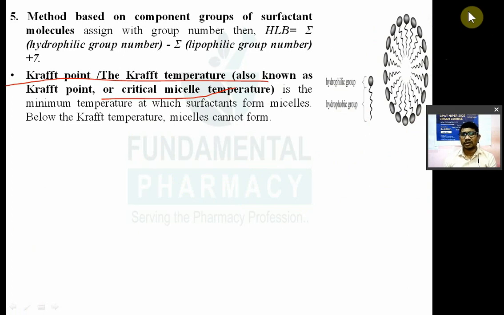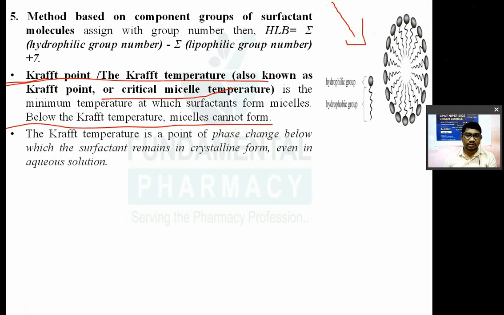The concentration of surfactant at which there is formation of micelle is known as CMC, critical micellar concentration, and the temperature at CMC is known as the Kraft point or Kraft temperature. Same thing. Okay? So it is the minimum temperature at which surfactant will form a micelle. Below the Kraft point, surfactant cannot form micelle. Question इसके ऊपर 2-3 बार आ चुका है.